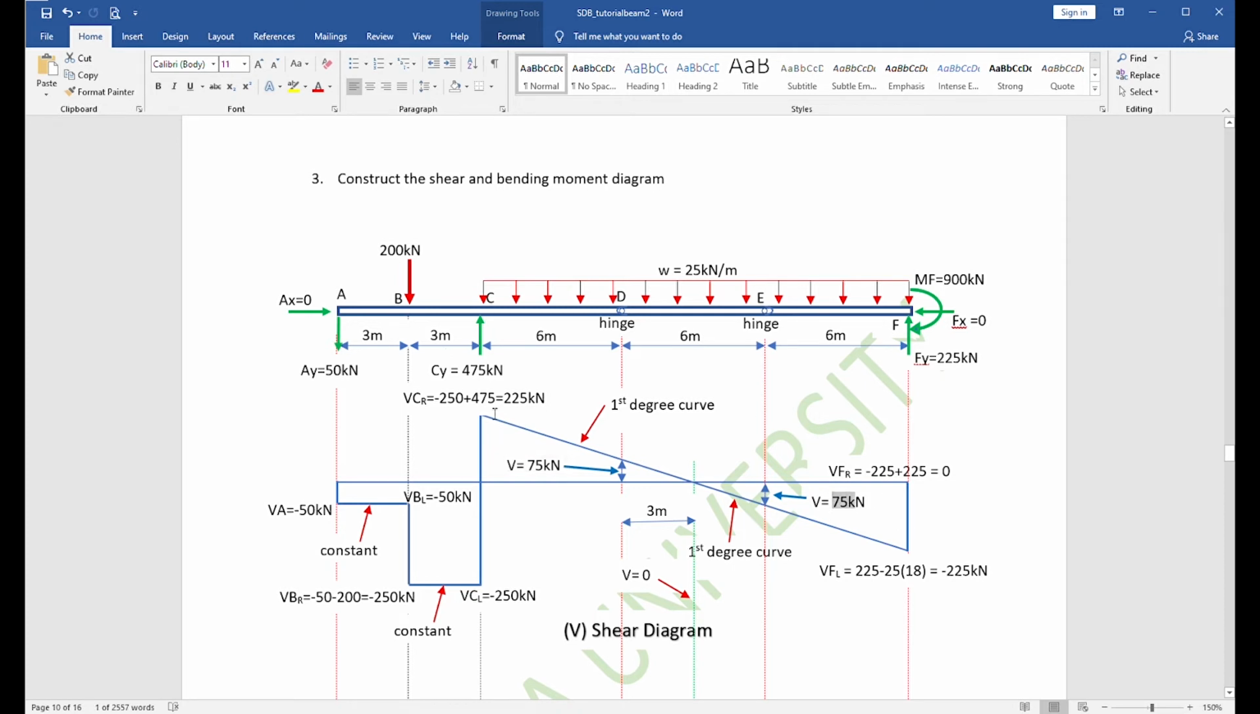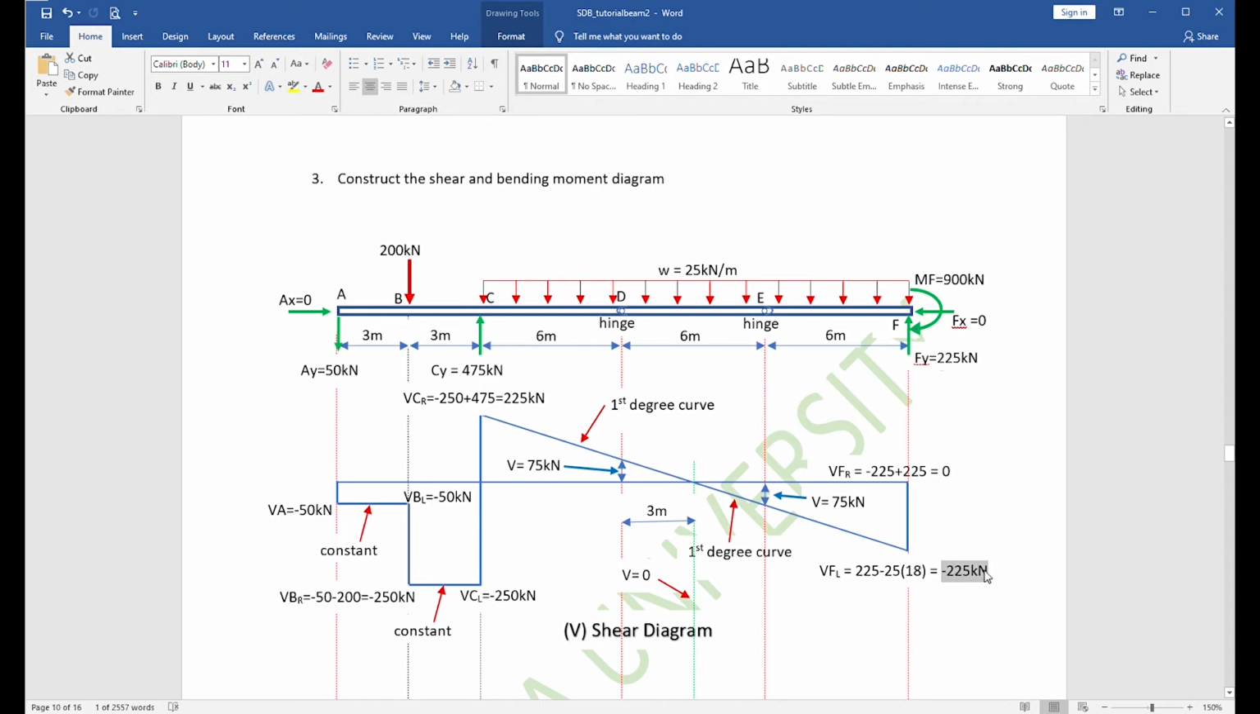Or, pwede rin natin gawin na 225 ito agad, no? That is shear to the right of C, no? Ito. Then, we will subtract the area of the whole load. Itong whole load na ito, 25 ang height, tapos ang length naman is 6 plus 6 plus 6, 18 meters. Ito yun. Okay, so that is equal to negative 225 kN.